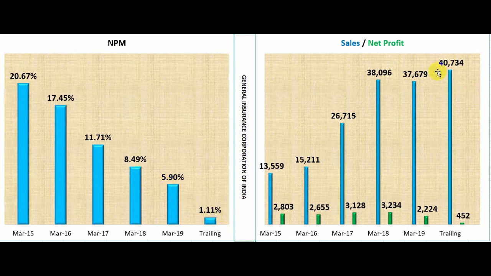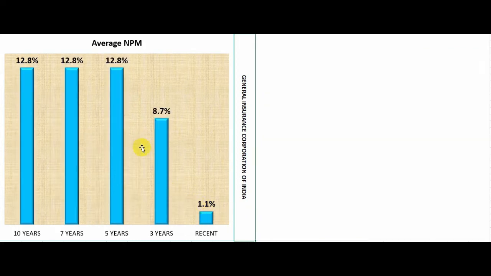But in the recent 12 months, you can see that the sales have increased and the profit has dropped to 452 crores. So there is a worrying sign in the sense that the NPM has been dropping consistently. The average NPM from the last 5 years was around 12.8%, and in the recent 3 years the NPM has declined to 8.7%, and in the recent 12 months, as we saw, the NPM was around 1.1%. So we can see a downward trend in the average NPM also.